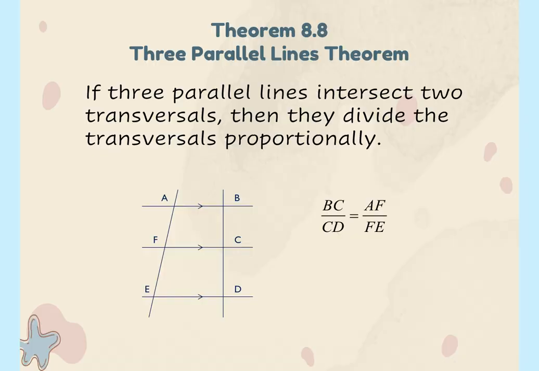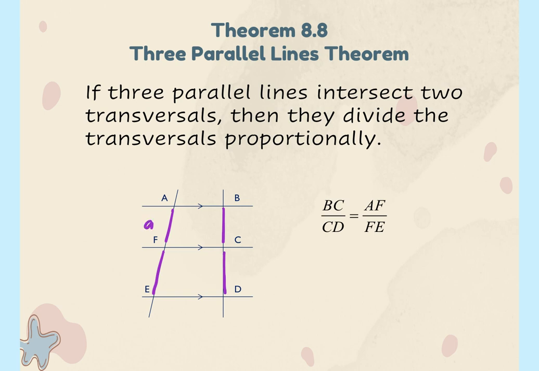All right. Third theorem is called the 3 parallel lines theorem, and it's dealing with 3 parallel lines. If 3 parallel lines intersect 2 transversals, then they divide the transversals proportionally. So picture it almost like your triangle. There are going to be 4 segments once you divide it. And so in this segment, you can say ABC over CD equals AF over FE. So we went from the right side, top, bottom, to the left side, top, bottom.